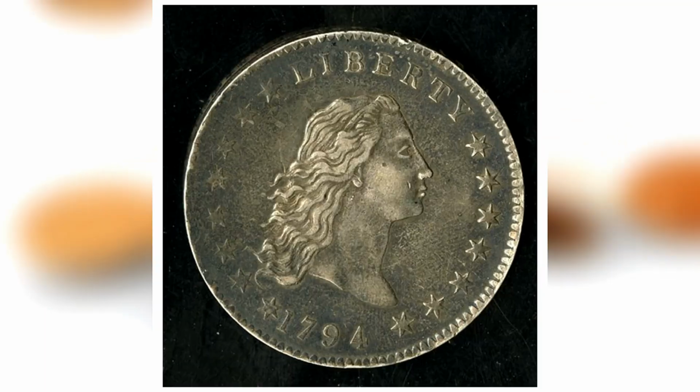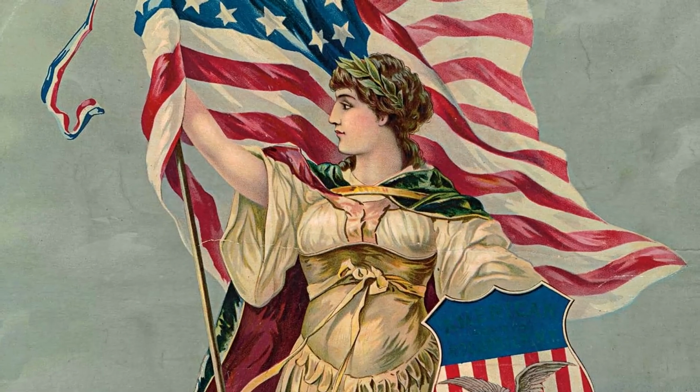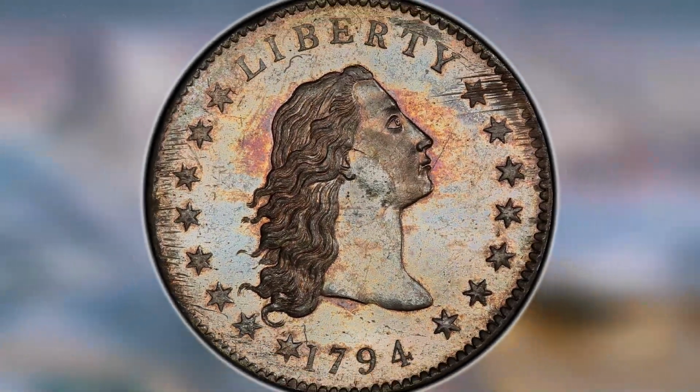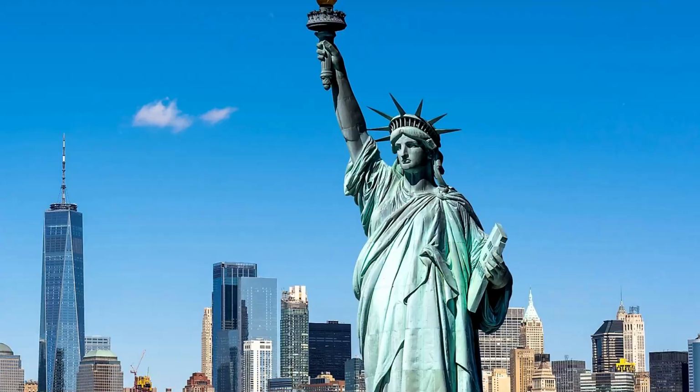Shocking fact about this is that the first US dollar was minted in 1794 and featured Lady Liberty with flowing hair, a design that contrasted sharply with the more familiar image of her as a solemn figure with a crown.